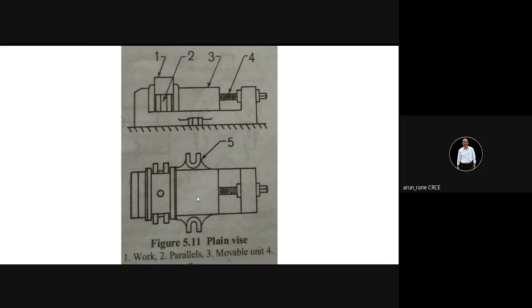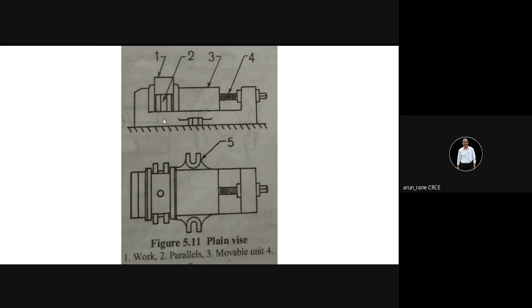This can be called a top view and this can be the front view. One jaw is fixed. This is a fixed jaw and another jaw is movable. This moves because of this screw, and there is a handle here. Once you rotate the handle, this movable jaw can slide in and out depending upon the width of the workpiece. And of course you have to keep the parallel block below the workpiece when you are doing the drilling.